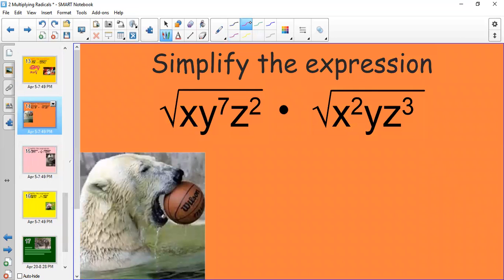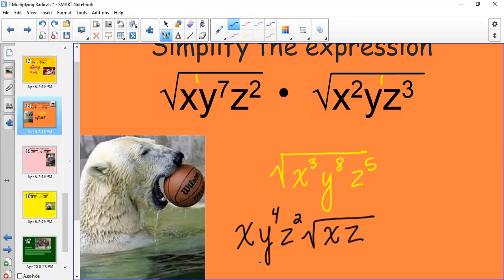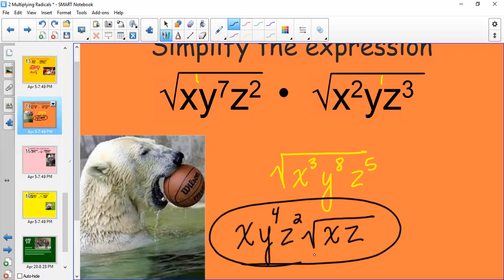All right, next one, we got a lot of variables here. So we would have the square root. We have x to the 3rd when you add the x's. We have y to the 8th. And we have z to the 5th. All right, so let's look at how many pairs. X to the 3rd, that gives us 1 pair with 1 left over. Y to the 8th, that would give us 4 pairs, nothing left over. Z to the 5th, that would give us 2 pairs with 1 z left over. And that would be our final answer there.